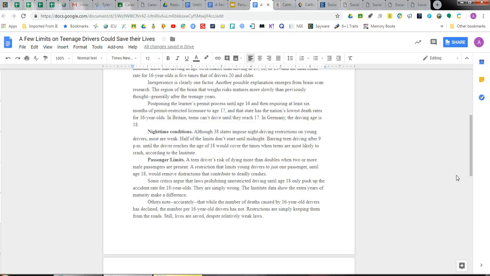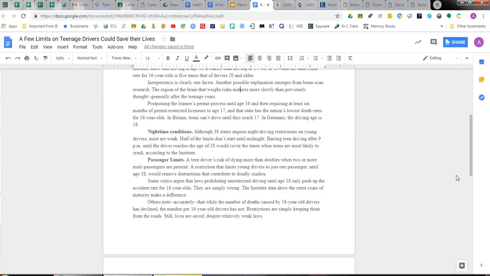Nighttime conditions. Although 38 states impose night driving restrictions on young drivers, most are weak. Half of the limits don't start until midnight. Barring teen driving after 9 p.m. until the driver reaches the age of 18 would cover the times when teens are most likely to crash, according to the Institute. Passenger limits.